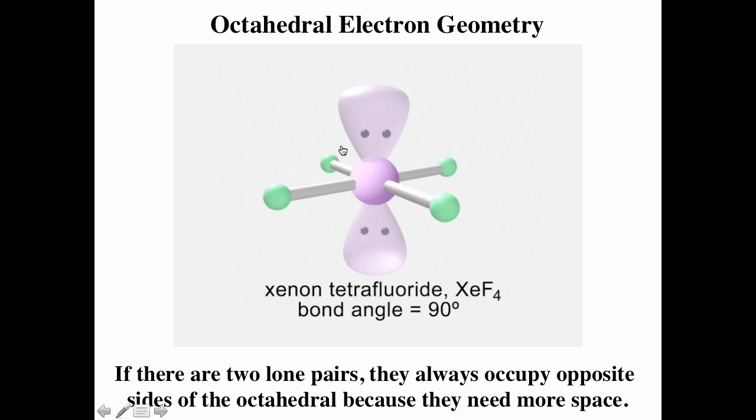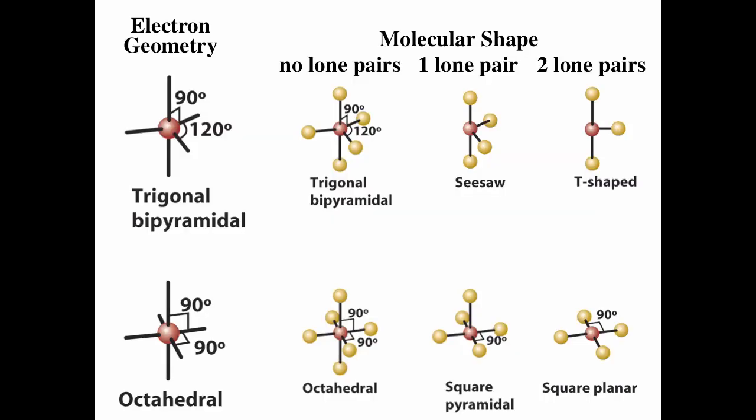And so if we have 6 regions of electron density, then we get the octahedral electron geometry. If we have no lone pairs on the center atom, that gives us octahedral molecular shape. Now, if we have a lone pair, it can take any of the 6 positions. So let's just imagine it takes the bottom one, and that gives us square pyramidal molecular shape. Now, if we have a second lone pair, it has to go opposite of the first. And so that would result in a square planar molecular shape.